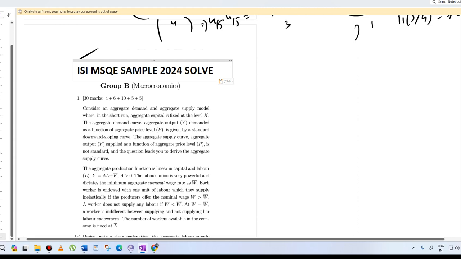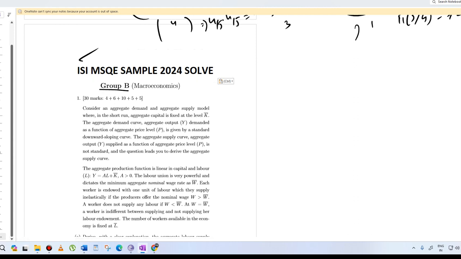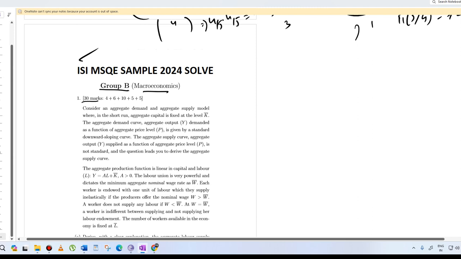Hello dear student, let's solve the group B part of the ISI MSQE, which is the macro, one of my favorite zones. It's a 30 marks question.